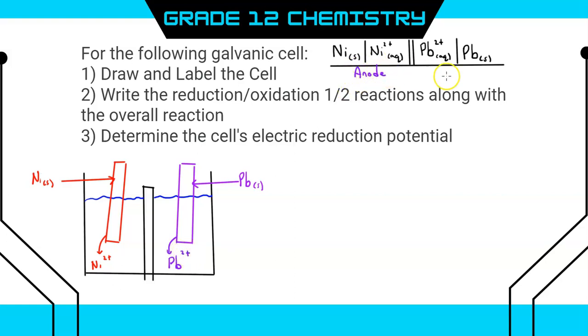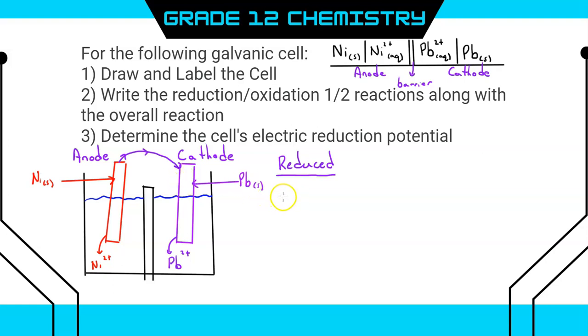So on the left side, we have our anode. So here's our anode, and here's our cathode. Here's our barrier, just like we've drawn in the picture. So here's our anode, and here's our cathode. And electrons are going to flow from anode to cathode. So let's look at what's being reduced. So which is being reduced? Is it lead or is it nickel? So if electrons are going from the nickel to the lead, then the lead is what is gaining electrons. And if you gain electrons, you're being reduced. So our lead is being reduced.